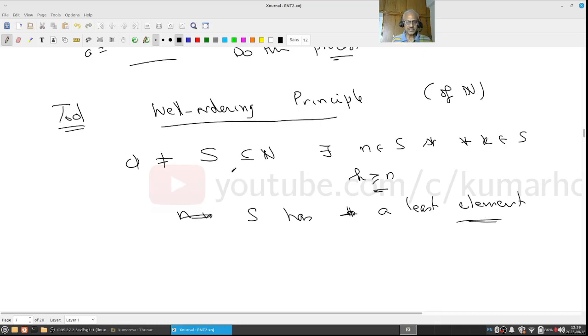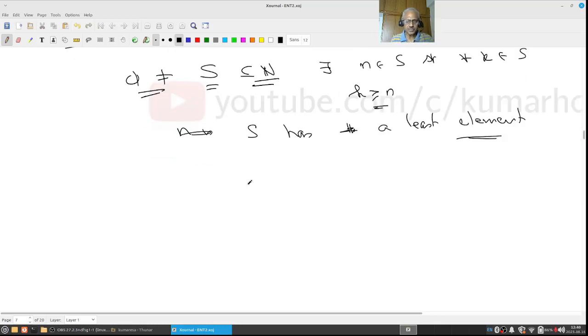So what are the conditions? I want S to be non-empty and S to be a subset of natural numbers. You can intuitively feel that, right? These are my natural numbers, and I collect some numbers arbitrarily, that is my set S. Then do you believe intuitively it has a least element? That's what the axiom says.